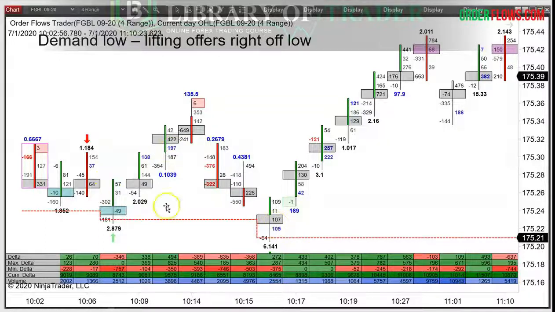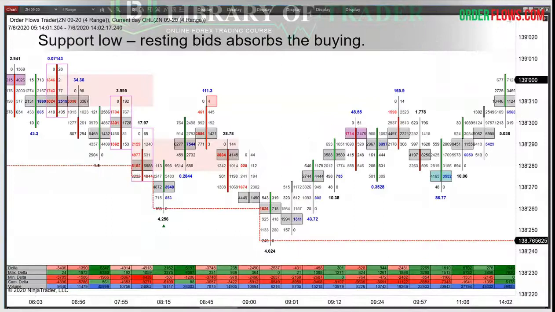This one actually looks a little bit better because you have that volume in here, but whatever. This is supportive volume, which is also bullish. So you got a little bit of a move, come back down. Okay, let's try it again, and then you get the move you're looking for. Again, support low, resting bids are absorbing the buying.